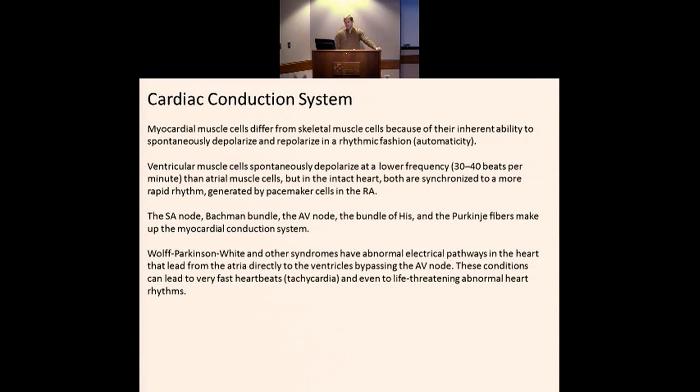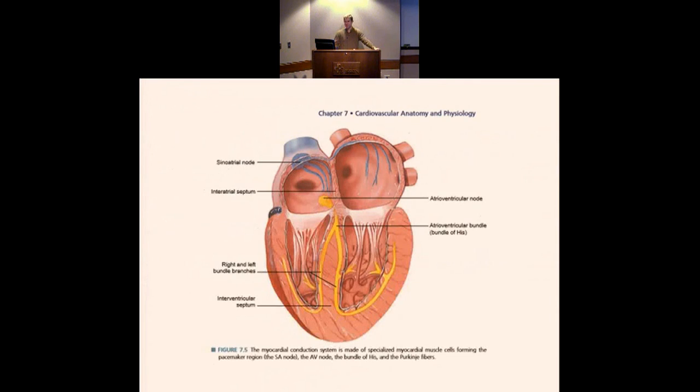The entire conduction system is composed of the SA node, Bachmann bundle, AV node, bundle of His, and Purkinje fibers. That's how everything works. And I'll show you a picture of that in a minute. We'll trace it through. I don't think this bottom part is important, but there are other conditions like Wolff-Parkinson-White, which they mention in the book, that have accessory pathways.